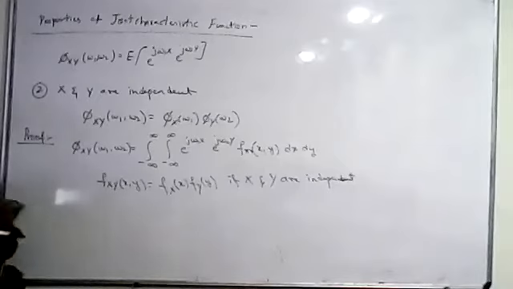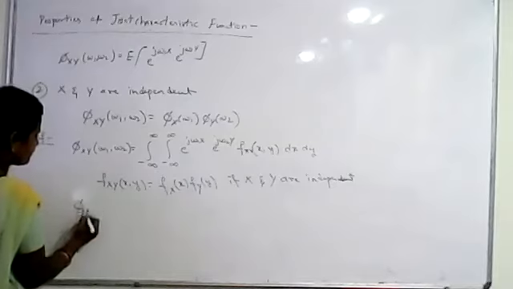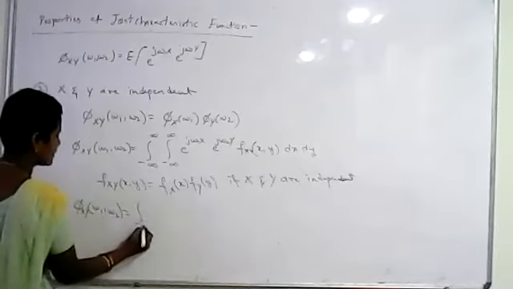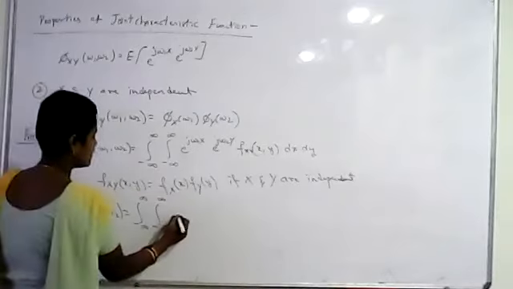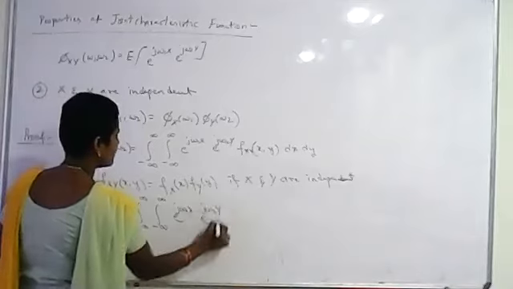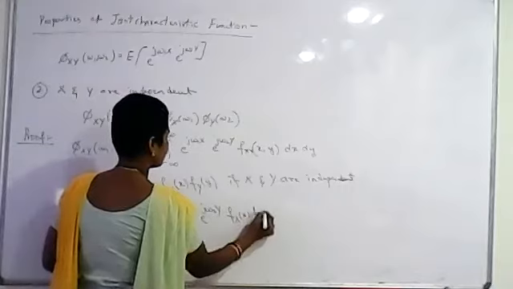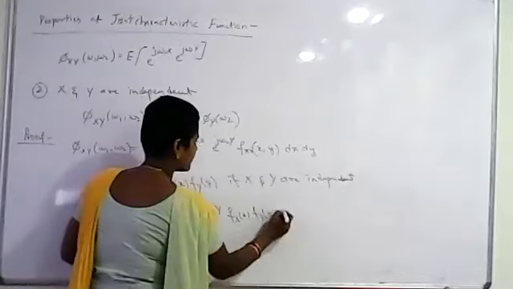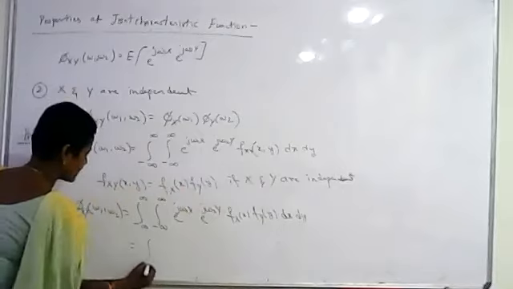Okay. So now we substitute this equation in this equation. So phi xy of omega 1 comma omega 2 is equal to integral minus infinity to plus infinity, integral minus infinity to plus infinity e power j omega 1 x, e power j omega 2 y, f x of x into f y of y dx dy. Okay. Now we separate x variables and y variables and do the integration separately.